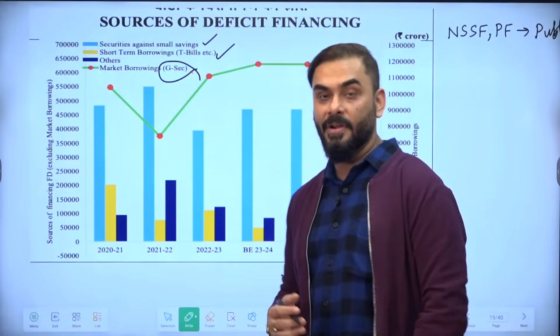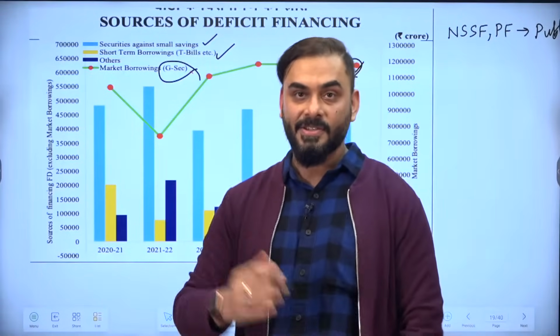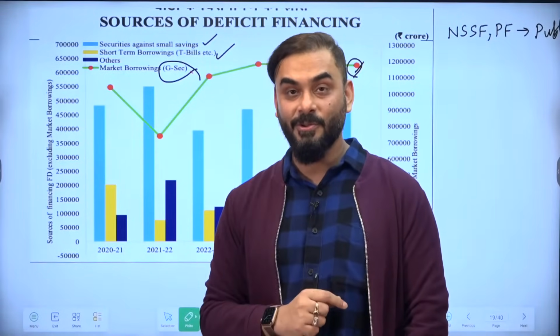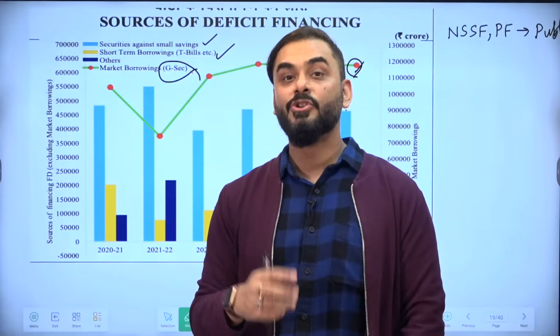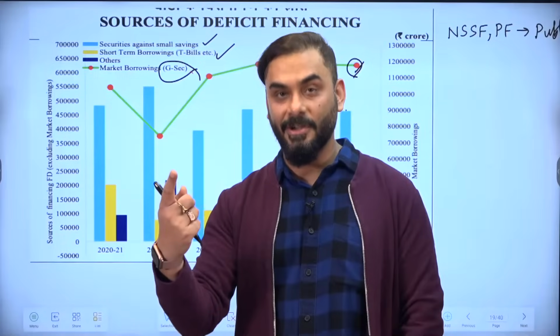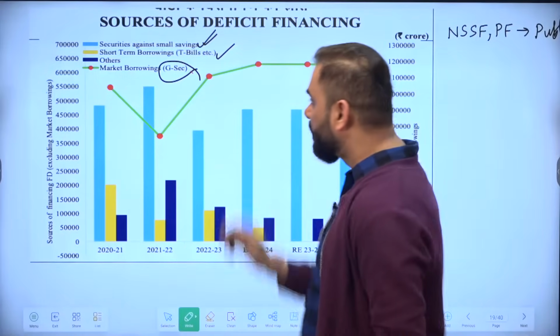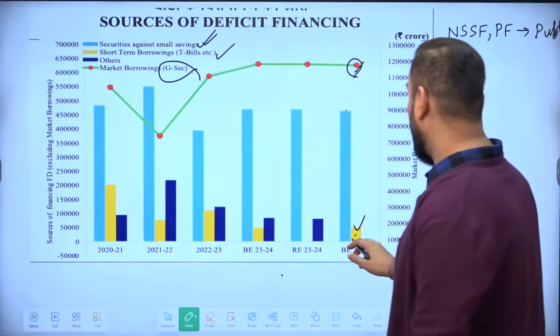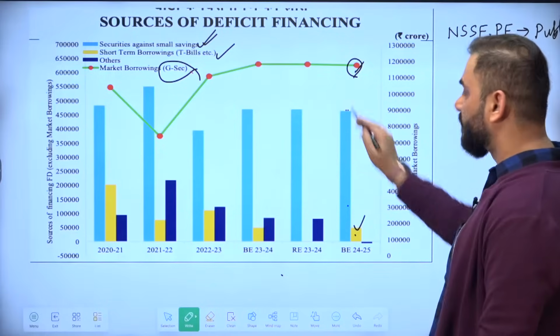Guys, have you heard of the National Small Savings Scheme, NSS, Kisan Vikas Patra, which earlier used to come, and similarly Provident Fund? Whenever people deposit their money through these schemes, the government has to pay interest to them, right? That is called security against small savings. So that is also a portion, right? You can see it's a very substantial portion.